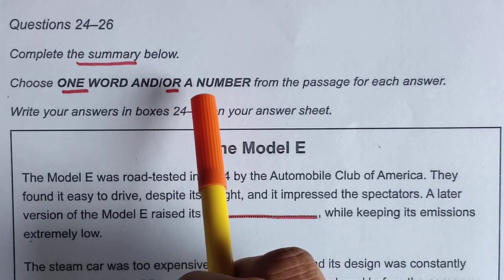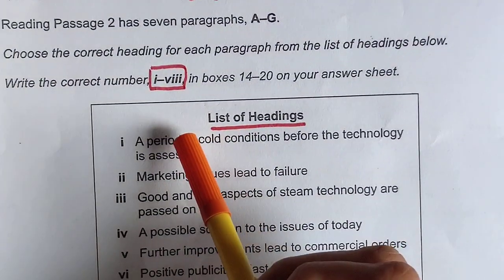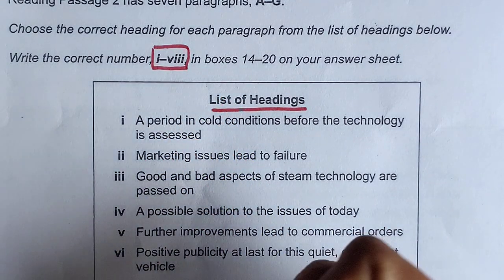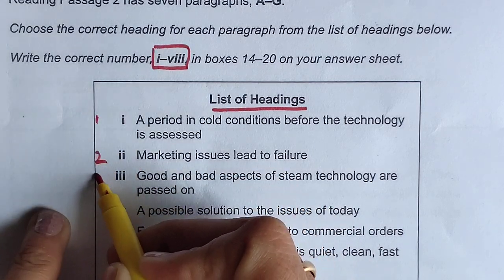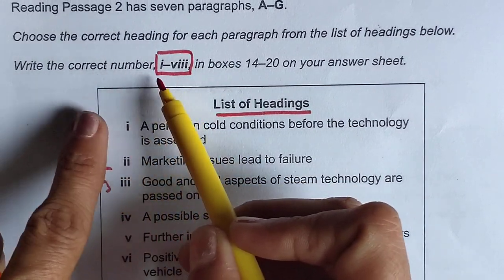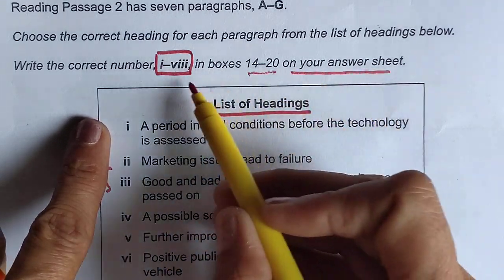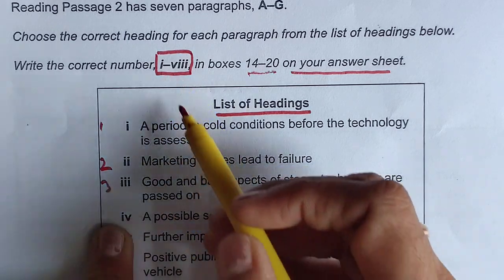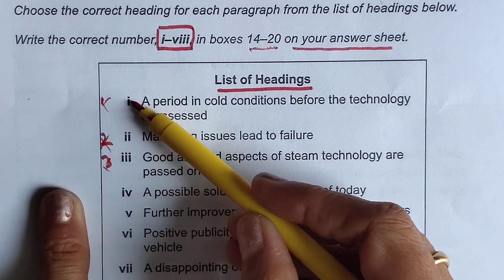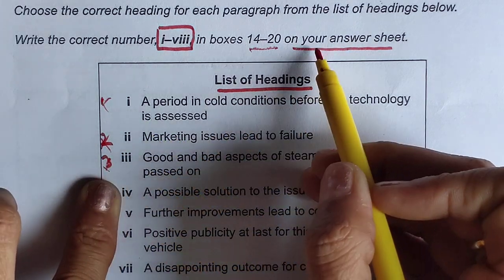So it's important to understand the instructions. One of my students asked me why, in the answer sheet for list of headings, we can't write 1, 2, 3. No, you should follow the instructions. Specifically, it says: write the correct number from 1 to 8 in boxes 14 to 20 on your answer sheets. It means you have to write the list of headings answer in this format, not in this. I will cut it like that. Use this counting format, numerical figures like this in the answer sheet, not these ones.